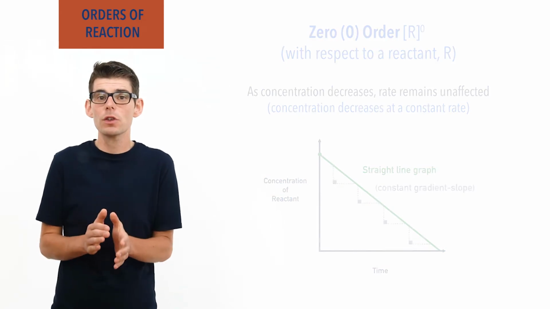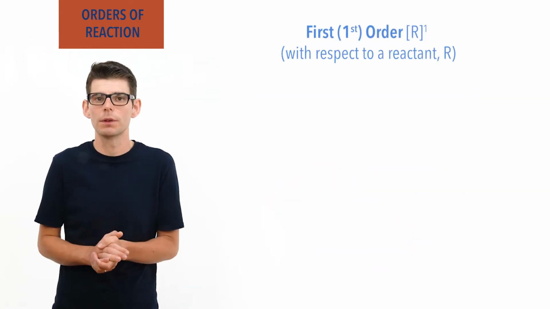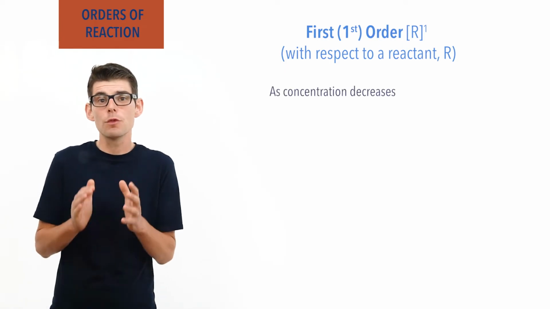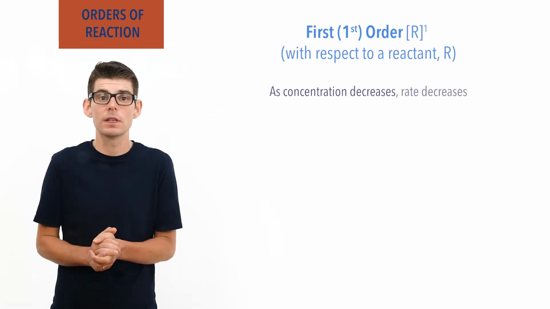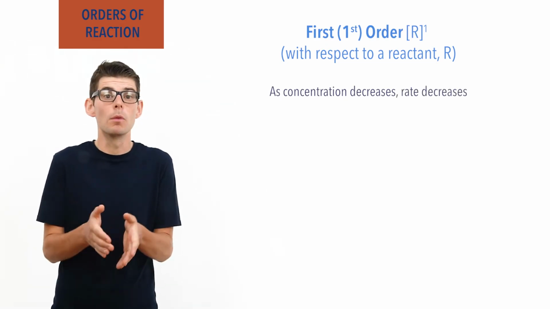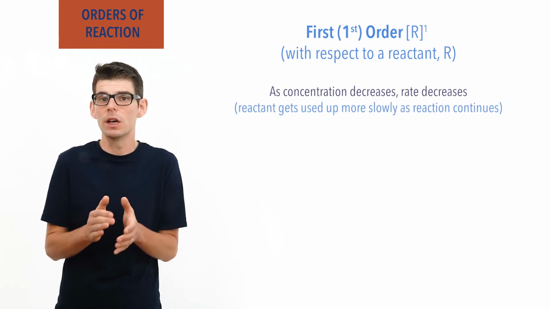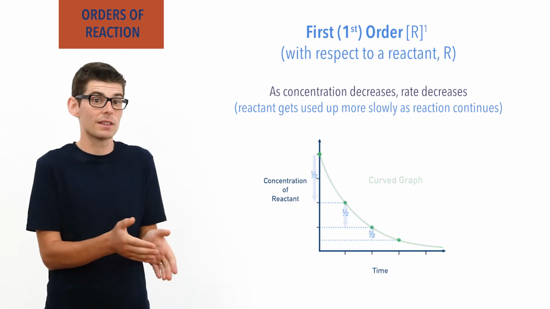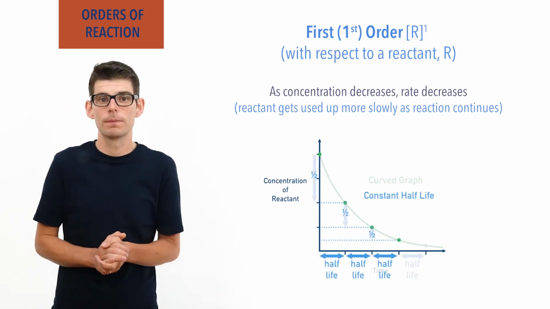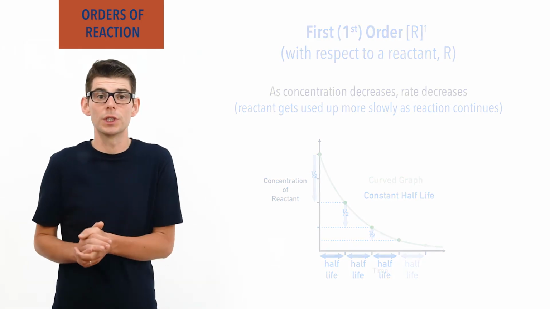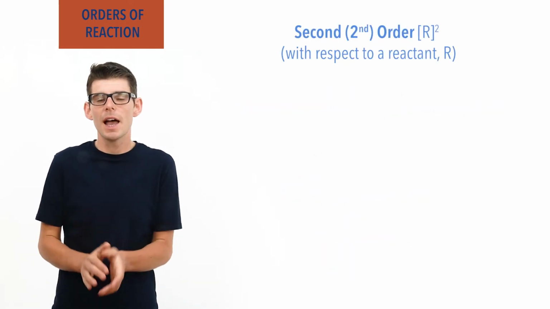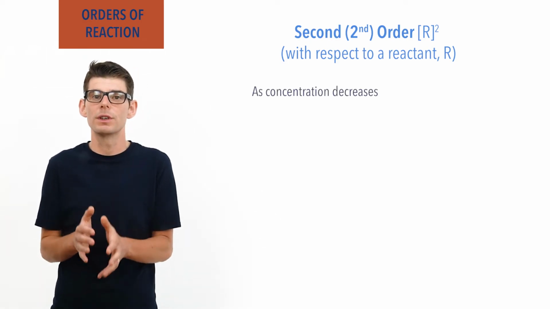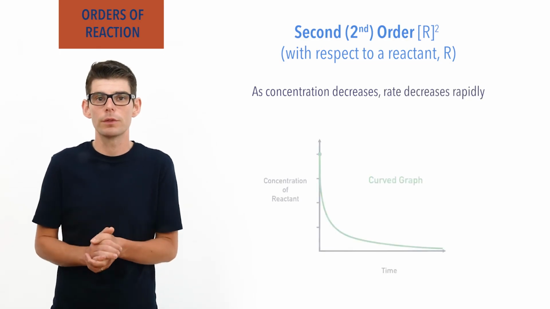If, however, a reaction is first order with respect to a particular reactant, now as the concentration of that reactant decreases, the rate of reaction will also decrease, meaning this reactant gets used up more slowly. This gives a curved graph, with the length of time it takes for the concentration of the reactant to halve, its half-life, being constant. For reactions that are second order with respect to a particular reactant, as the concentration of that reactant decreases, the rate of the reaction will decrease rapidly, giving a curved graph.